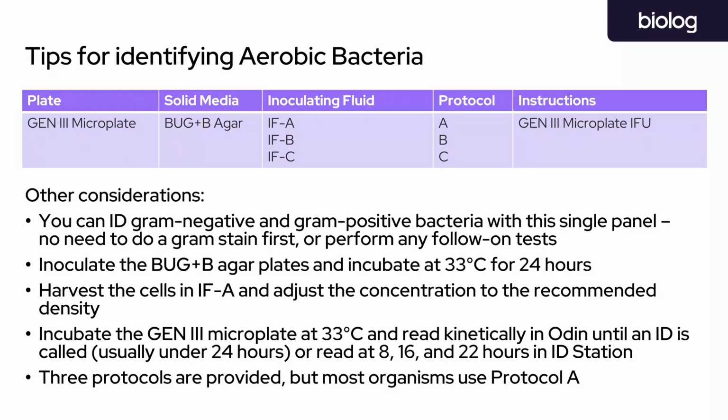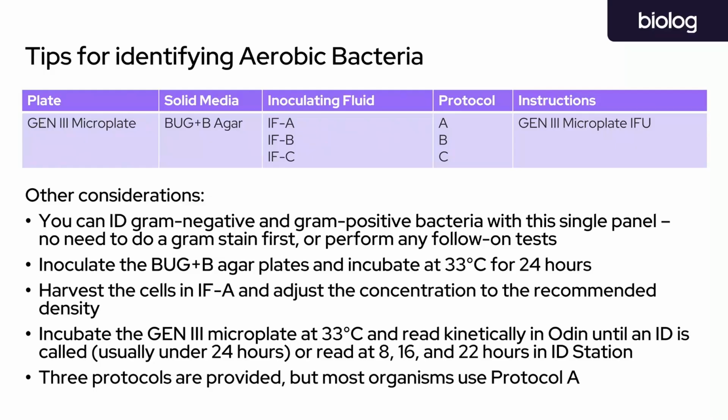For Gen 3, there's also 3 different protocols that are coupled with 3 different inoculating fluids. The vast majority of species in the database are going to use protocol A with IFA. This is a pretty permissive inoculating fluid. The dye in it is fairly easy to reduce. And so most species are going to be identified with protocol A. However, if you use protocol A and you don't get an ID, the software will typically prompt you to then try protocols B or C, depending on what the results look like.